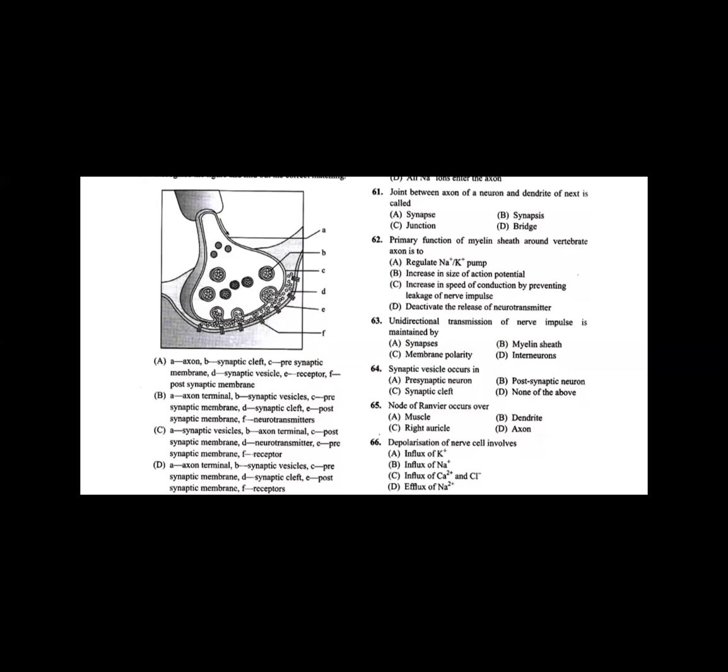B, synaptic vesicles. C, presynaptic membrane. D, synaptic cleft, that is the gap present between two neurons, or between nerve and muscle in the neuromuscular junction. E is the postsynaptic membrane, and F is a receptor present on the postsynaptic membrane. So the right option for question number 55 is D, students. Question number 55, D is the answer.